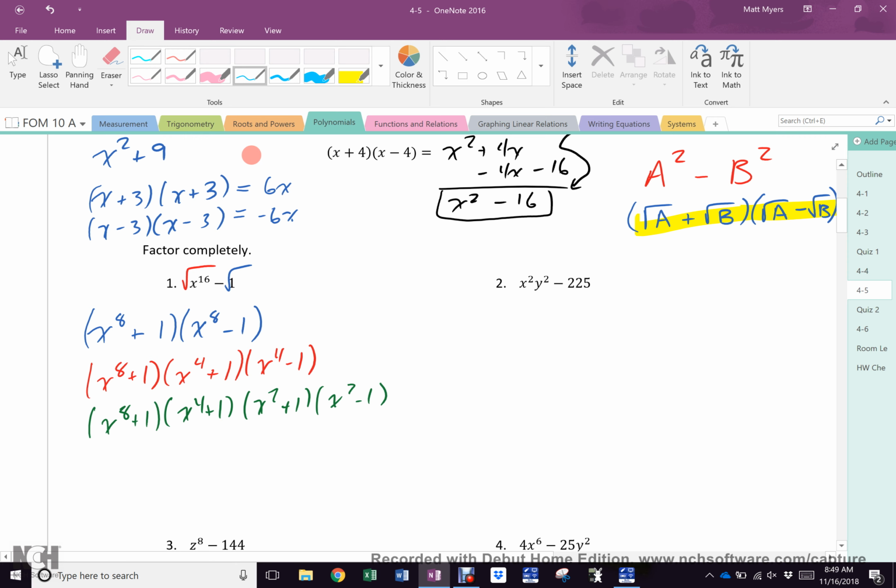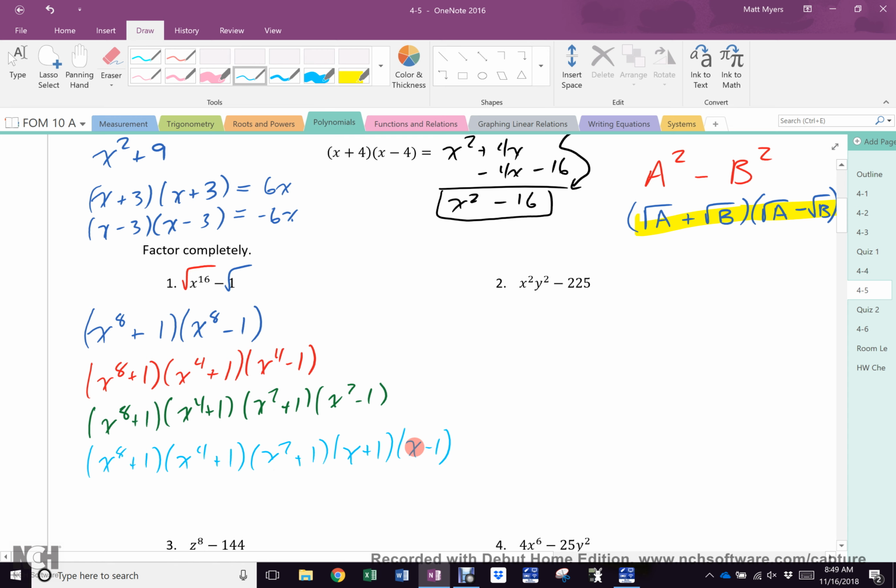No. Why? Because of that one. X to the 8th plus 1. X to the 4th plus 1. X squared plus 1. Square root of that? X plus 1 and x minus 1. Am I done now? Yes, because x has no square root.